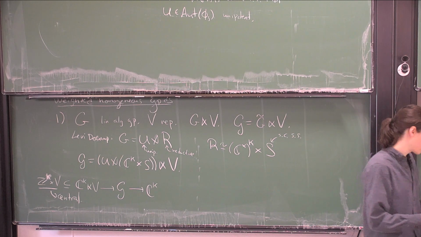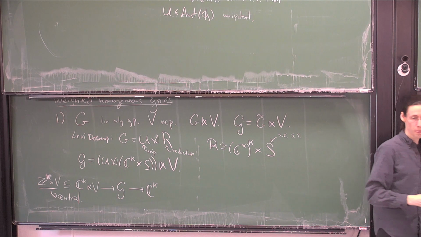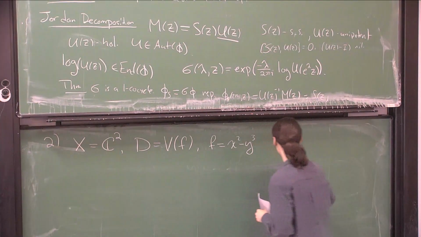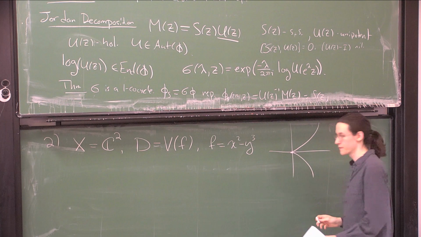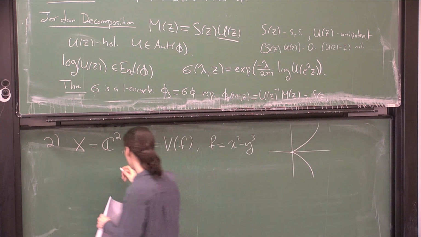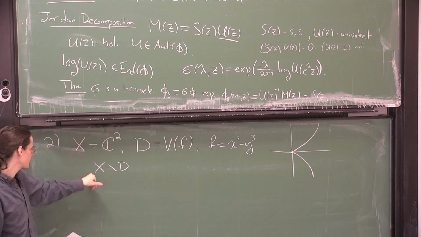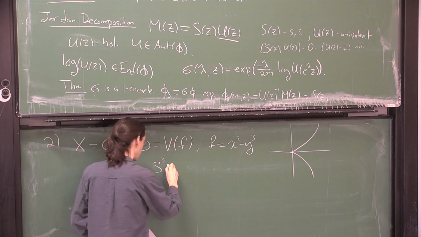Example 2, which is of a different flavor. I want to let X be C2. Inside of here, I'm going to take a submanifold, D, which is the vanishing locus of a function. And this function is x squared minus y cubed. So it's a curve with a cusp singularity at the origin. And just a little bit about this space: if you look at the complement of D, this is homotopic to the complement of the trefoil.